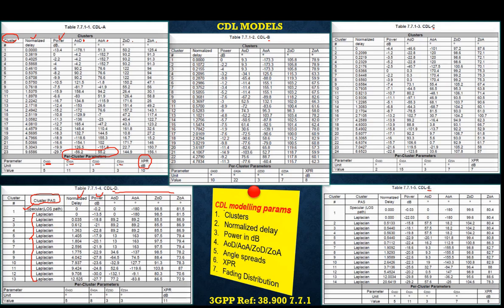Good. So I just noted some of the key governing modeling parameters, which are again covered under 3GPP 39.9007.7, and maybe subchapters you can refer there. Okay, good. So let's get into each of the parameters and understand what they are.